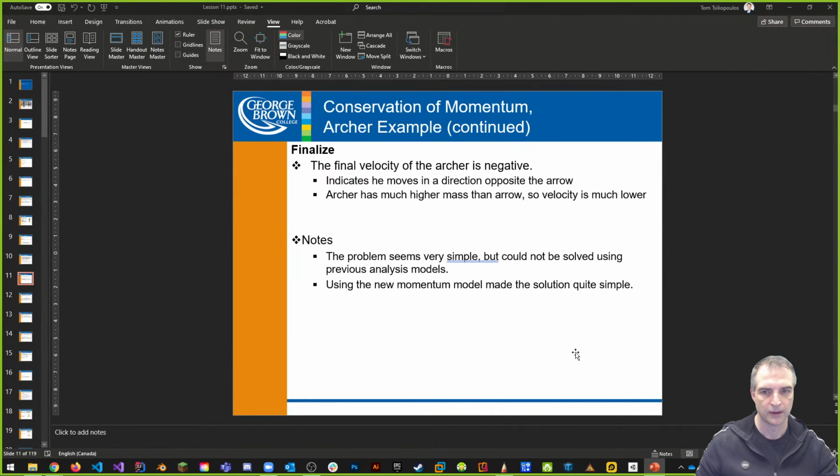Simple enough. So the final velocity of the archer is negative, which indicates he moves in a direction opposite the arrow. The archer has much higher mass than the arrow, so the velocity is much slower, and that's why we have that ratio. Okay. The problem seems simple, but could not be solved using the previous analysis models because we didn't have enough information. We'd have to have way more information around that.